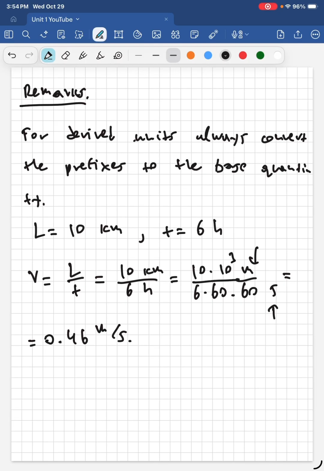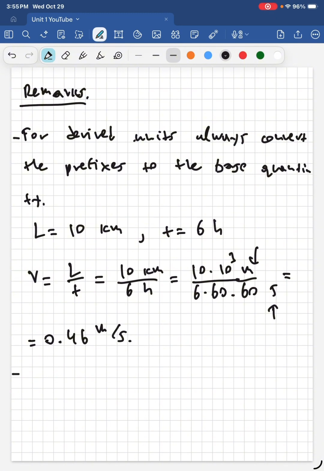So if they tell you that this is, I don't know, a snail that covered this distance in 6 hours or something, then you can find the average energy, for example, if you know the kilograms. But you have to get rid of prefixes when you work with units, okay? So, and another remark, okay, that's the first one.